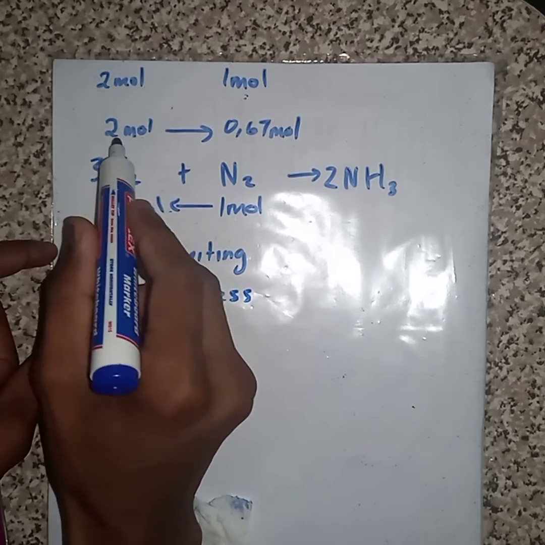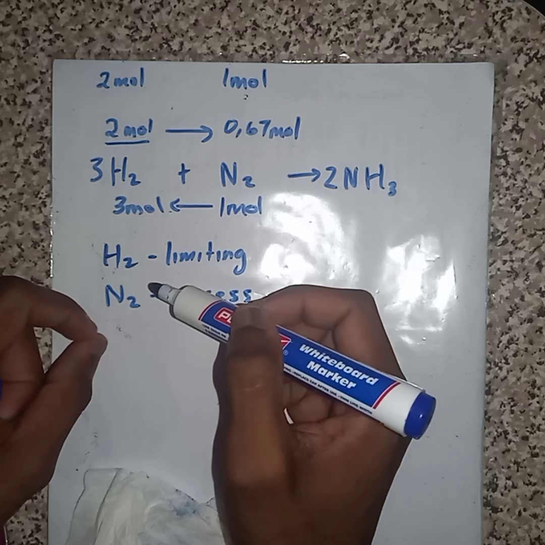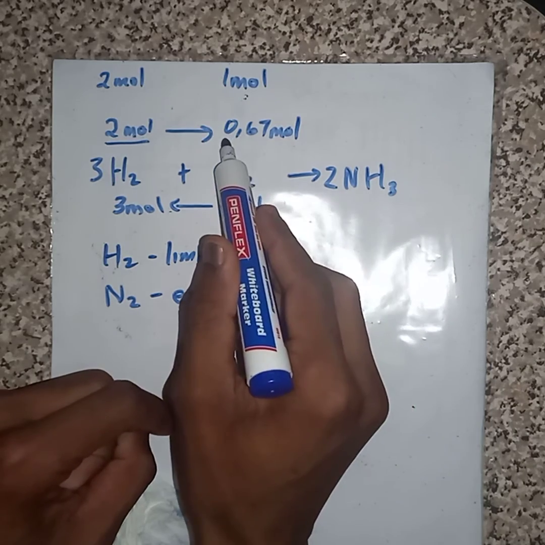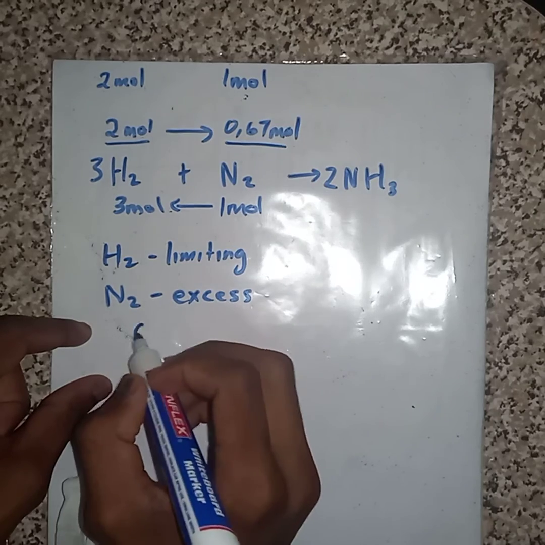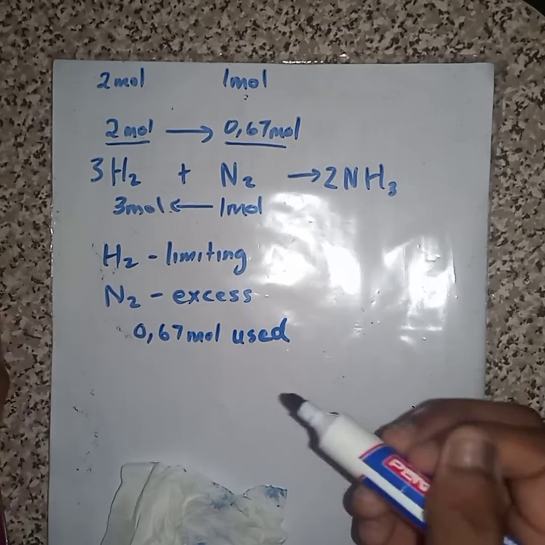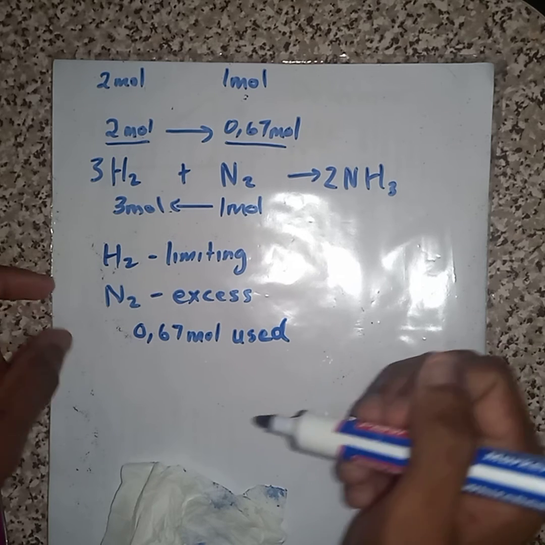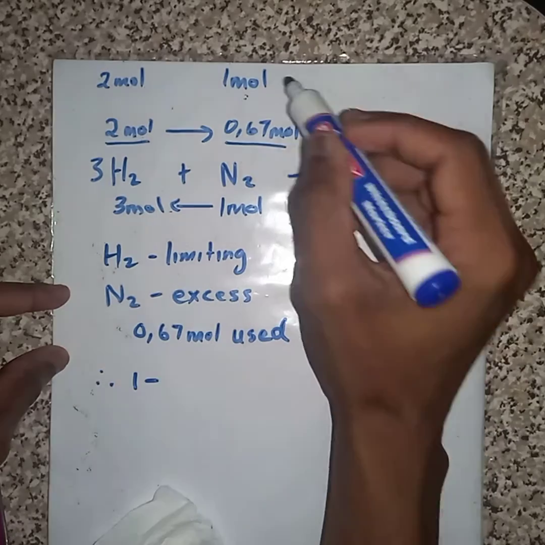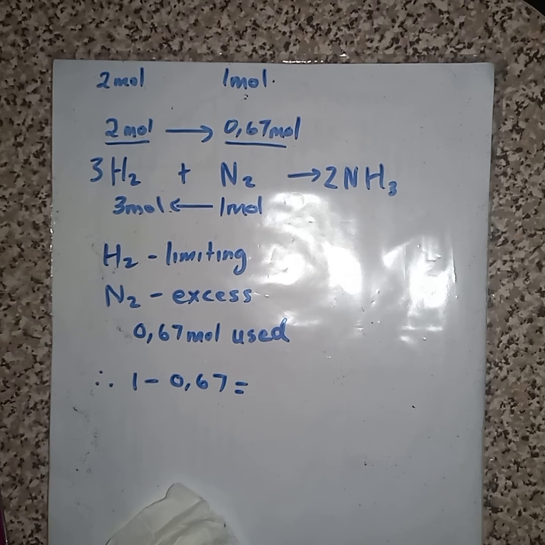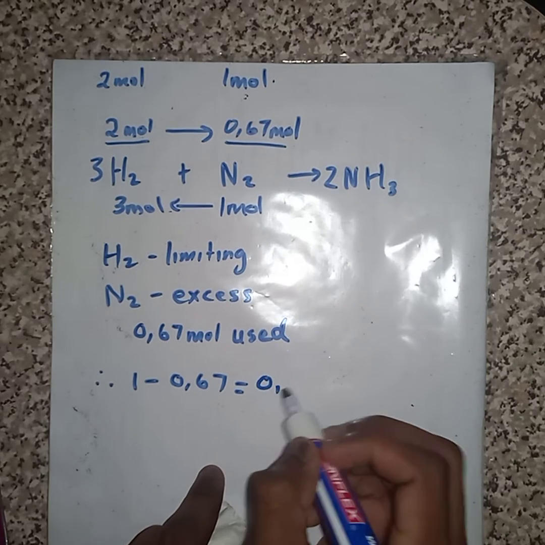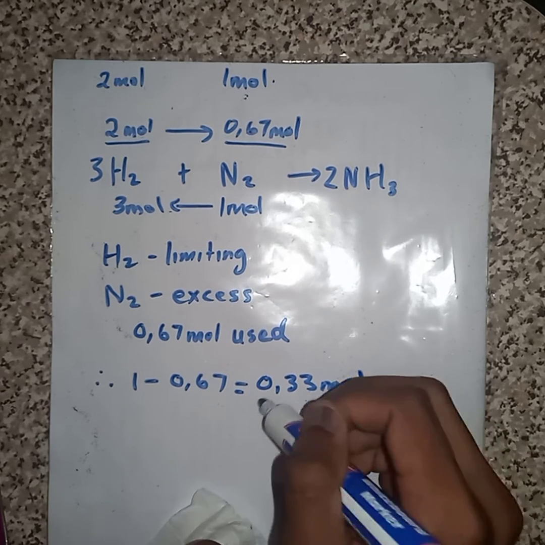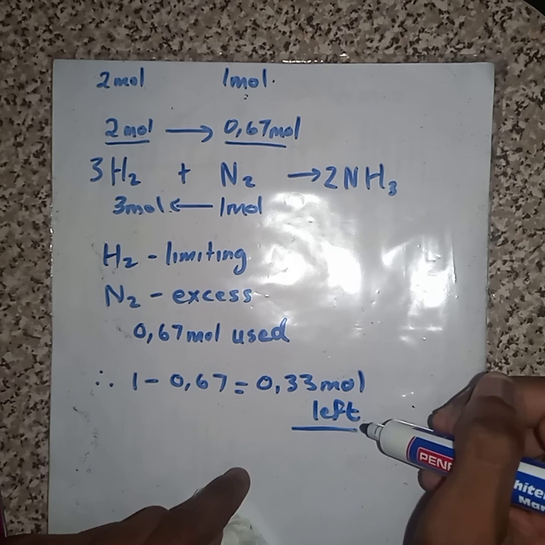You see, when all of the 2 moles is used, that means only 0.67 mole of nitrogen is going to be used. Then how much is going to be left? It's so simple. We say 1 mole minus 0.67, we are going to get 0.33 mole left. Then we have 0.33 mole left for N2.